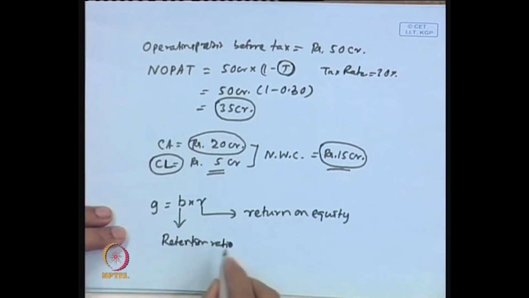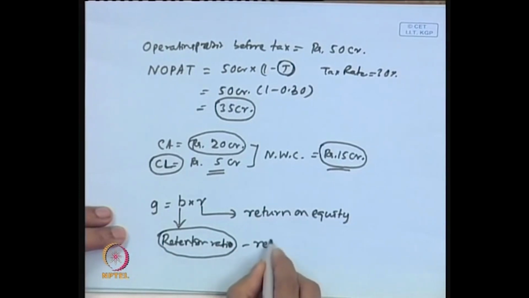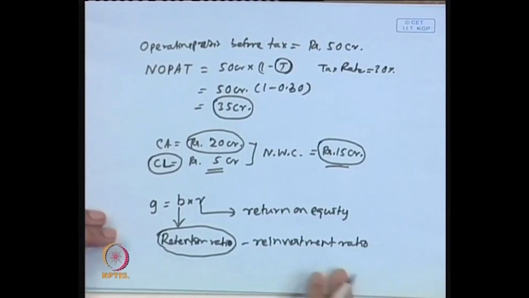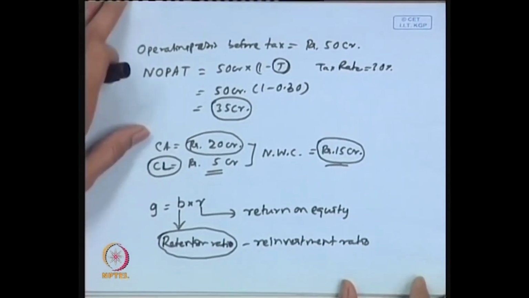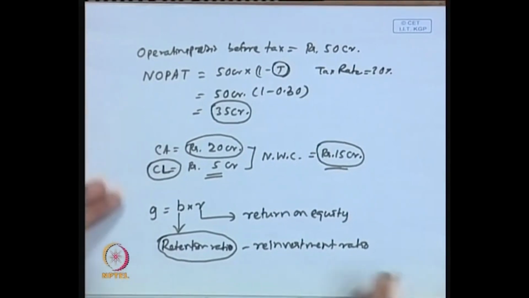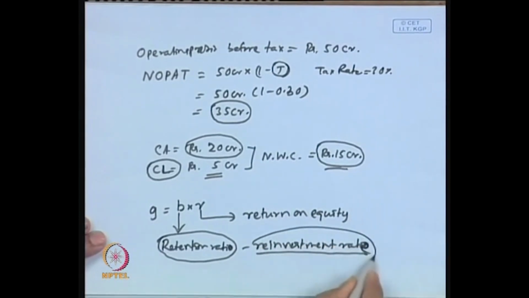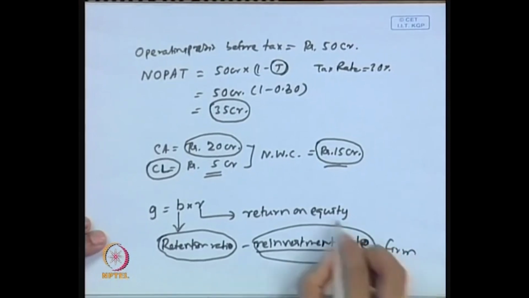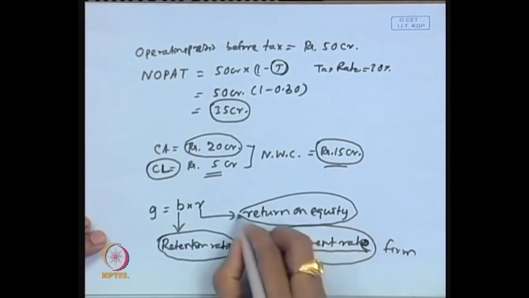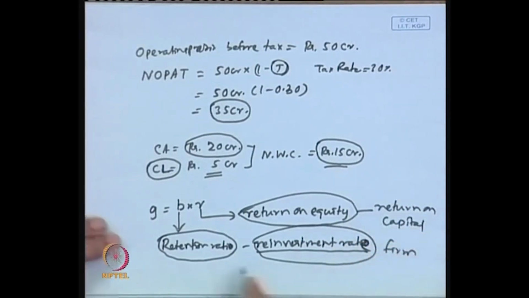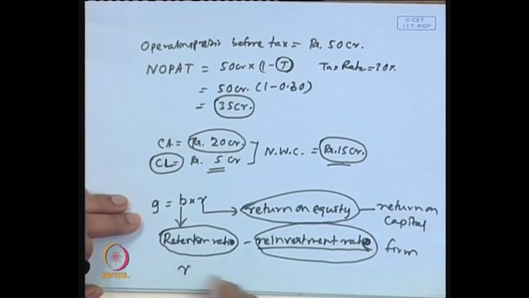So, if it is a free cash flow for the firm, the retention ratio is nothing but the reinvestment rate. Retention is where the company keeps the money for growth purposes, internal growth purposes, and does not distribute anything. So, this is the retention ratio, otherwise known as the reinvestment rate. If it is a reinvestment rate for the entire firm as a whole, then instead of return on equity, we replace it with return on capital.